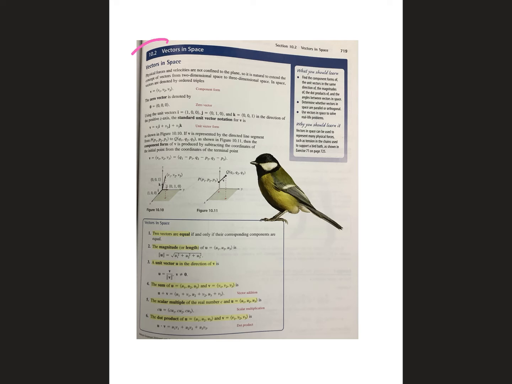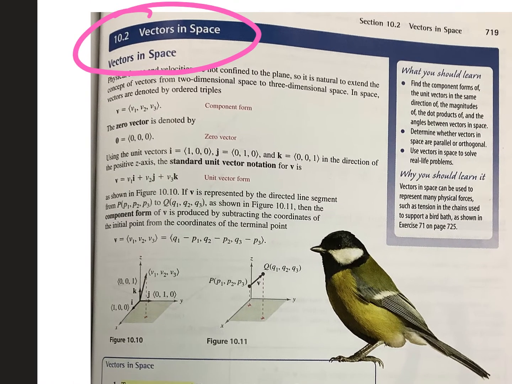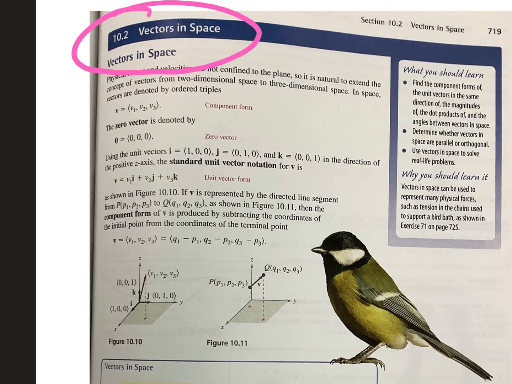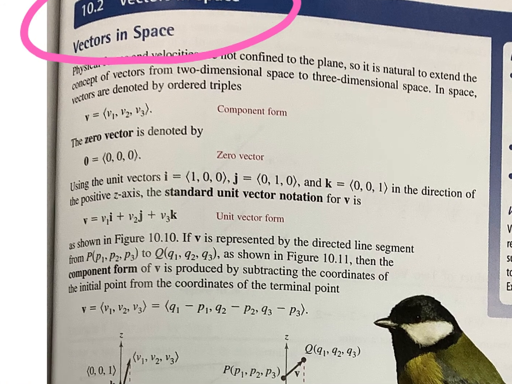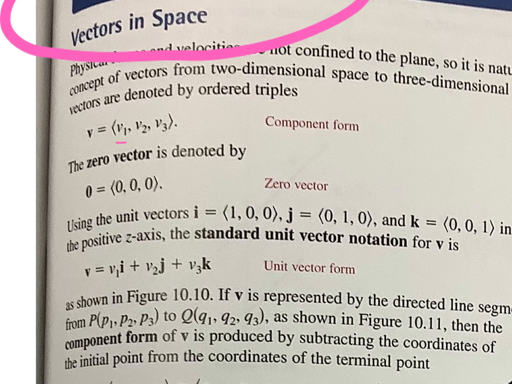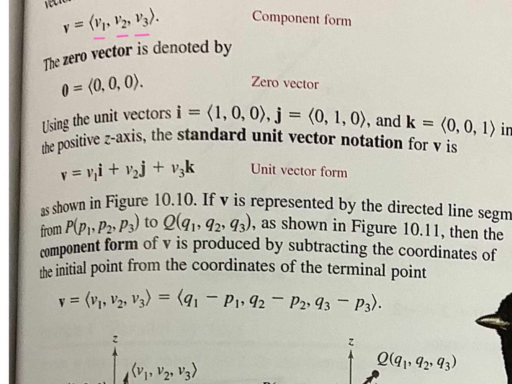Right, 10.2. We have vectors in space. So same things that we did with vectors before, we're going to do again, but now it's just three-dimensional. So we have x, y, and z here. Since it's vectors, it'll be v1, v2, v3. So we have our 0 vector, which is just 0, 0, 0.